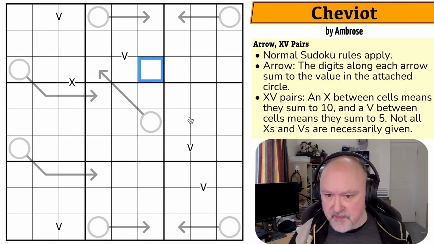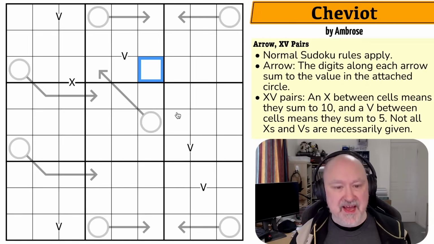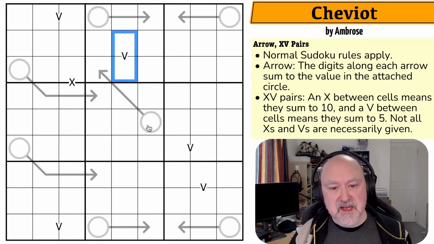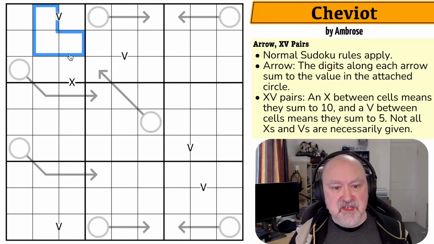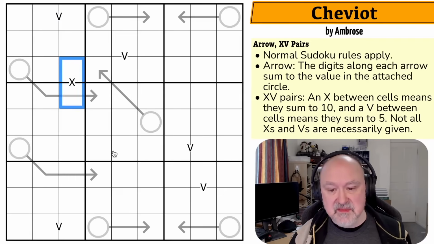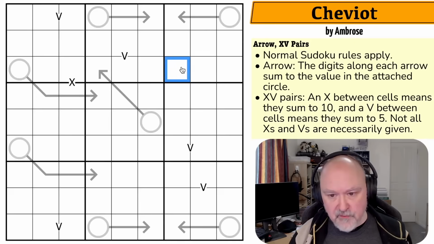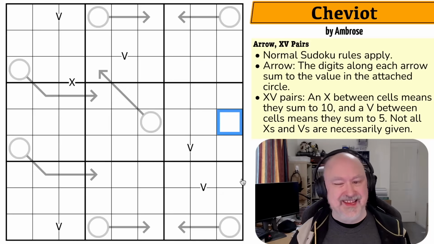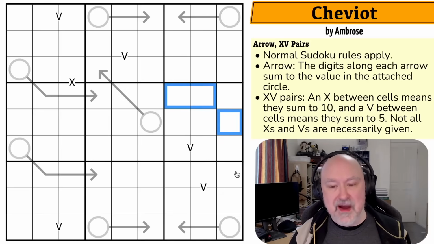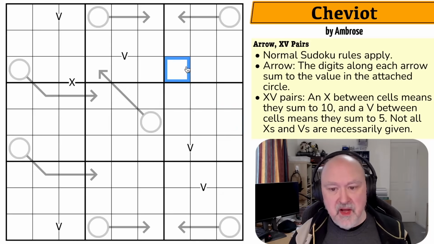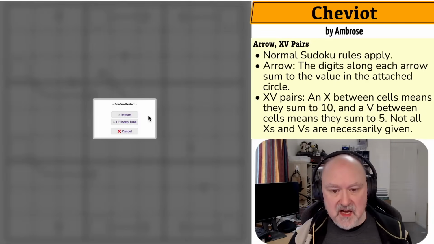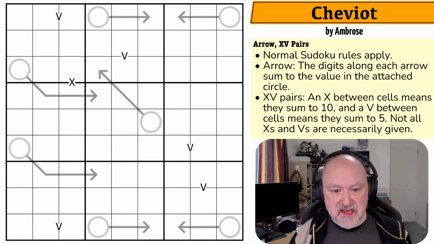Ooh, we've got the normal opening for arrows here. And then we've got XV pairs. So digits in cells separated by a V must sum to 5. Digits in cells separated by an X sum to 10. Not all X's or V's are necessarily given. So it's perfectly fine for those two cells to sum to 5, the same way as it's perfectly fine for those two cells to sum to the digit in that cell. Like there could be a hidden arrow, an arrow here that isn't shown. There could be a V here that isn't shown. It's perfectly fine. I'm going to restart the puzzle to restart my timer. Let's give this a shot.